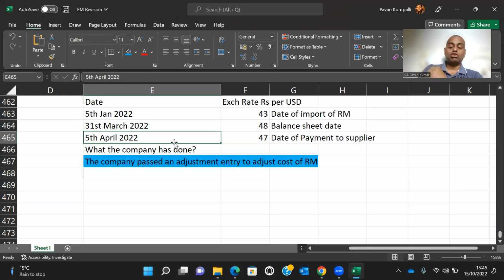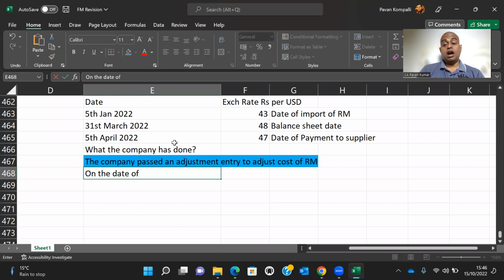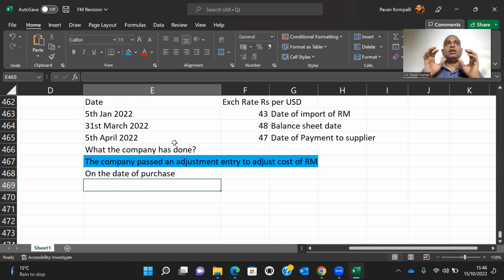Then Pavan sir will ask one more question. If what the company has done is wrong, what is right? What is right? Okay, now look here. On the date of purchase, you tell me the journal entry. See, I tell you one thing.